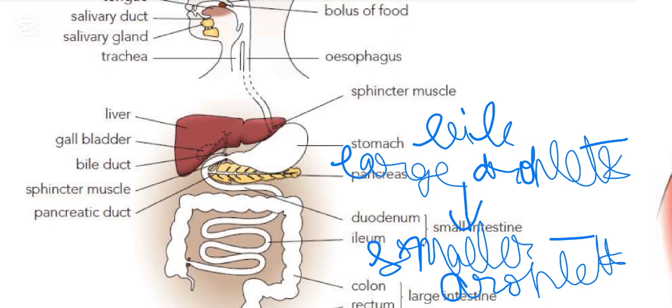Now, where does this lipase come from? The lipase we discussed before breaks down lipids, that is fats and oils, into fatty acids and glycerol, right? So where will it come from?